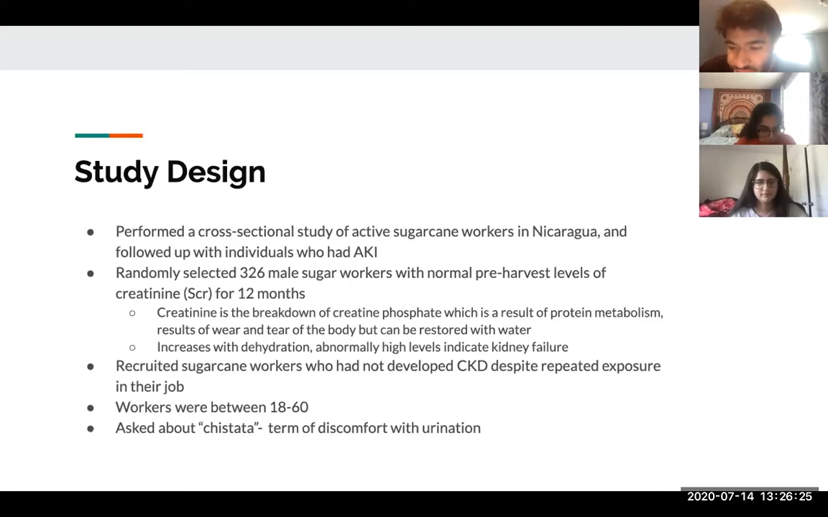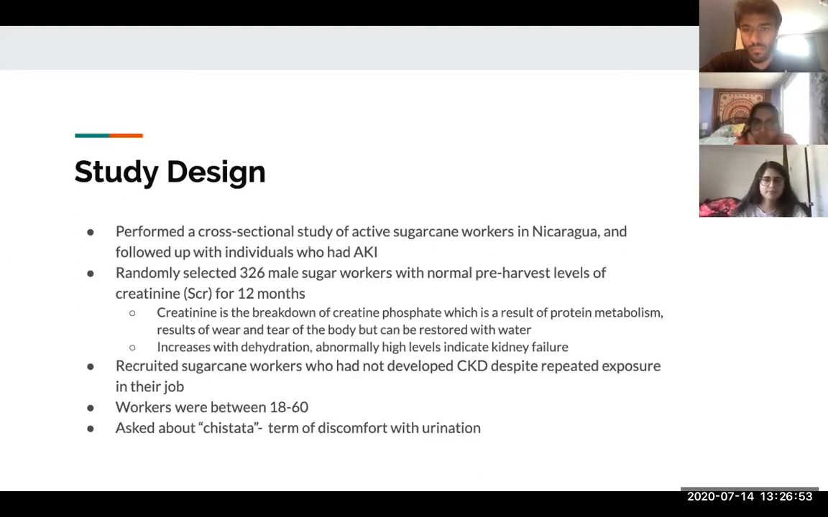Creatinine is basically the breakdown of creatine phosphate in the body, which is a result of protein metabolism. So any physical activity you do or any work on your muscles will release creatinine. And creatinine levels increase with dehydration. If you have abnormally high levels, it can lead to kidney failure, which causes nausea, hypertension, and a lot of different problems. And it's also really hard to recover from.